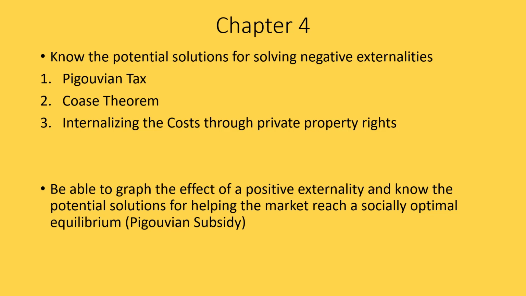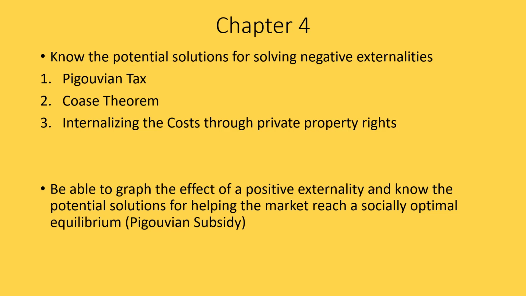Another potential solution is the Coase theorem, right? That says that as long as these transaction costs are low and it's easy for parties to get together and bargain, then they're going to reach the socially efficient outcome privately, right? Just by paying whatever is the most efficient thing to do, right?